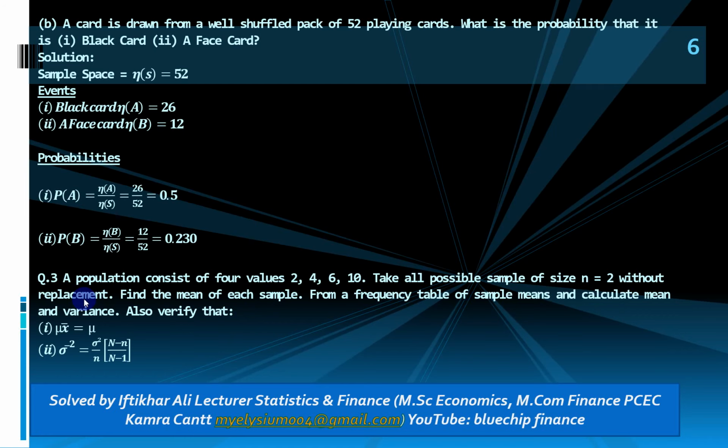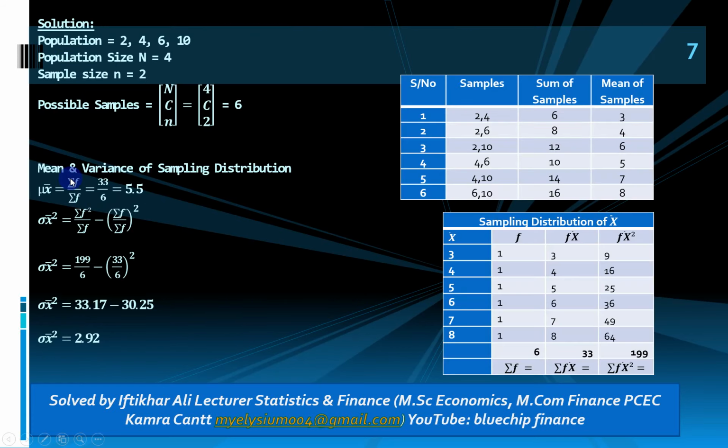Now we distribute the solution into 3 different parts. Number 1 is to calculate the sample statistic, number 2 is to calculate the population parameter, and number 3 is to verify the results. So first step, population is 2, 4, 6, 10. Population size capital N equals to 4 because there are 4 values, and sample size lowercase n equals to 2. In case of without replacement, all possible samples is given by the combination formula. So 4C2 equals to 6.